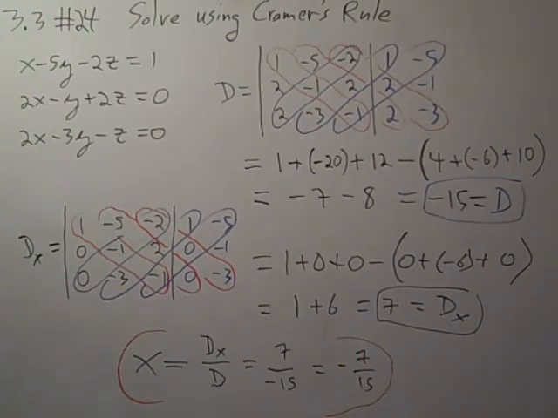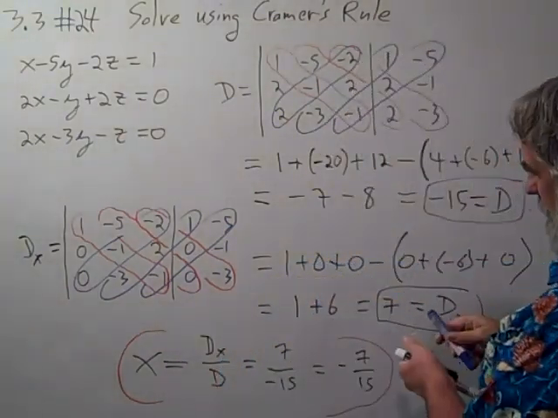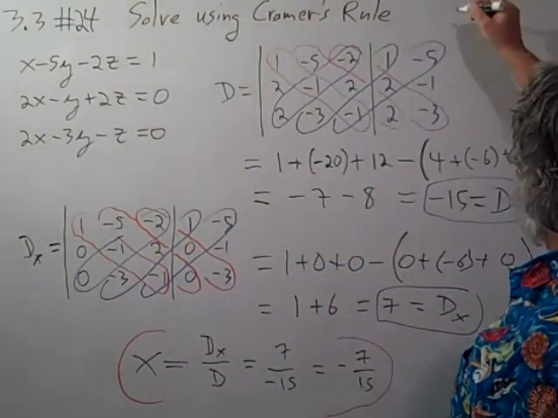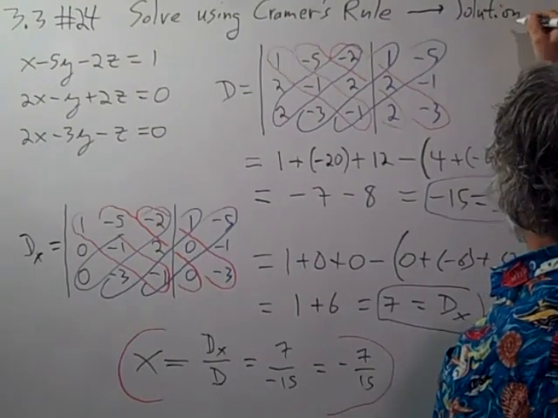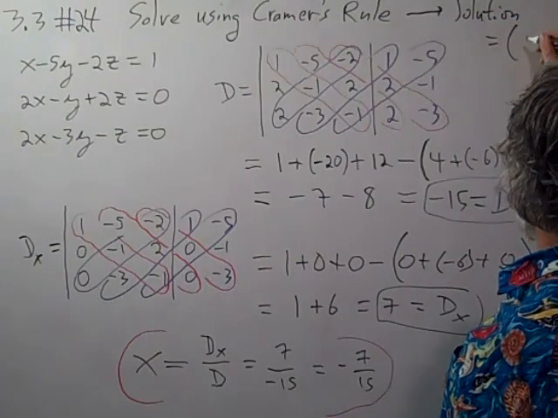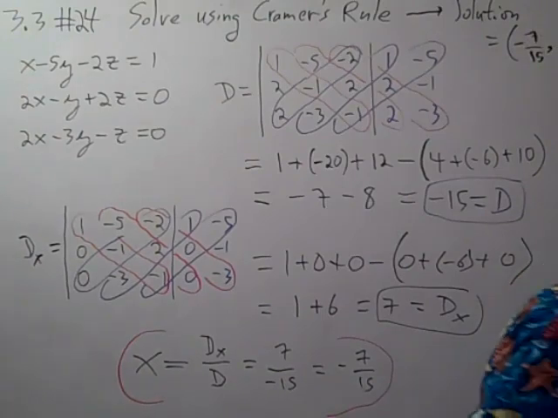To solve for y, we'll take the original D matrix and use 1, 0, 0 to cover up not the x column but the y column. So to do this I have to clear some space here. But let me remind us of what the solution is. The solution we'll put right up here. The solution is the point, the x-coordinate of the point is negative 7/15. We have yet to find the y and z coordinates.